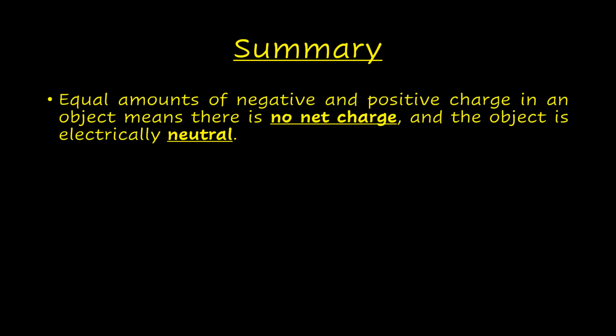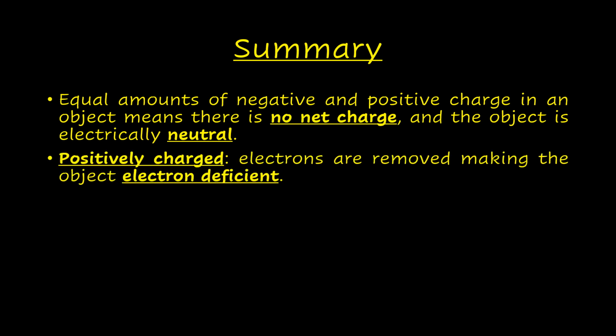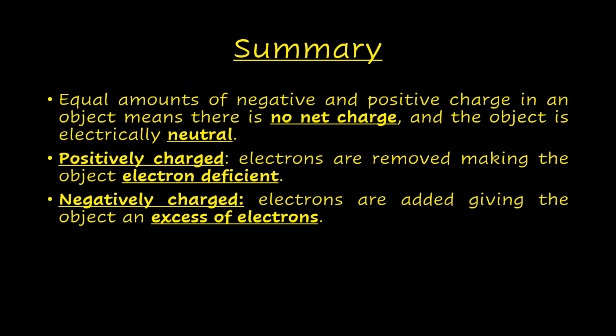We have learned that all materials contain positive charges called protons and negative charges called electrons. If the same amounts of negative and positive charges are found in an object, there is no net charge and the object is electrically neutral. A positively charged object is when electrons are removed, making the object electron deficient. A negatively charged object is when electrons are added, giving the object an excess of electrons.